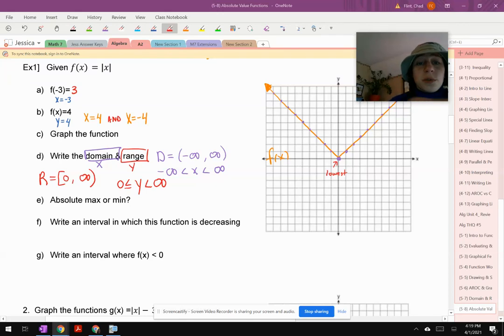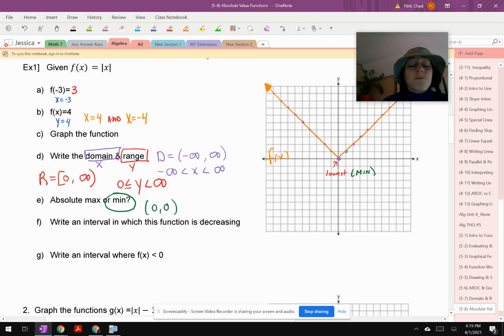All right, this is example 1 continued. We're on part E. This question's asking me, is there an absolute maximum or an absolute minimum? Well, we already said here that we have a lowest point, which would be like a min. So there is an absolute min, not an absolute max, and that point would be (0, 0).